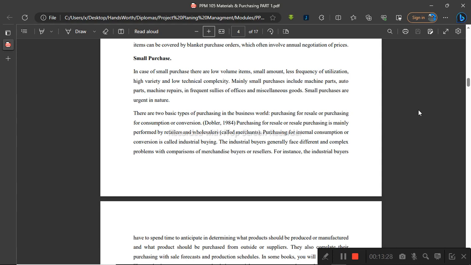All right, so one thing again to note, the difference between bulk purchases and small purchases, is that under bulk purchases, because you are acquiring products or resources in bulk, you don't expect to acquire, procure, or purchase them all at once within a short period of time.